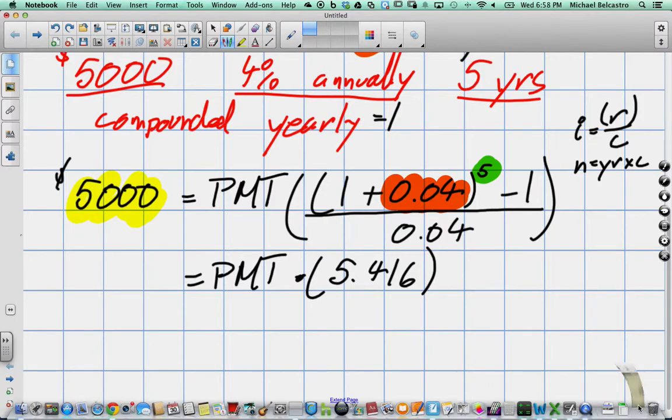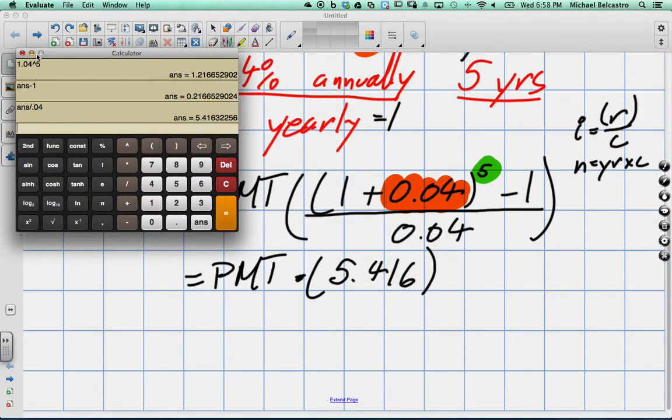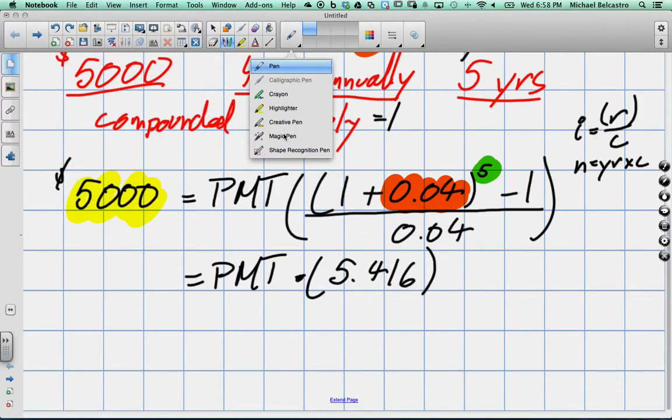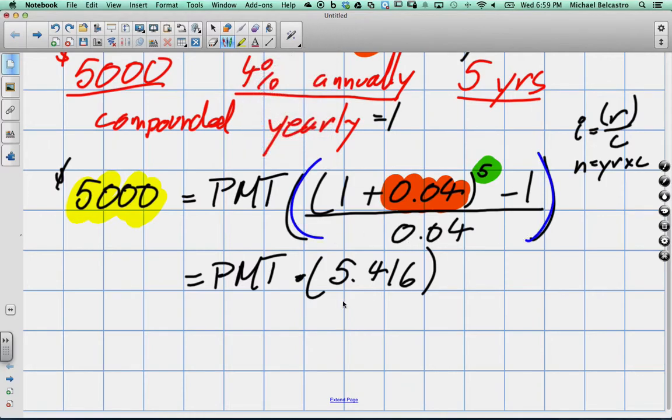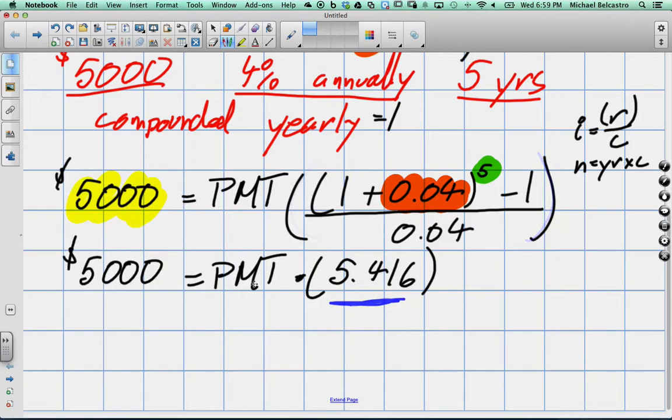Let's bring up our calculator. 5.416, great. So everything we did here, we equated to be 5.416, and that's going to be equal to the $5,000 we want to make. Well, the goal here is to isolate for PMT. So in order to do that, I'm going to need to move this, because it's multiplication, to the other side. And when we do that, we'll have to divide. So we're going to divide 5,000 by 5.416.